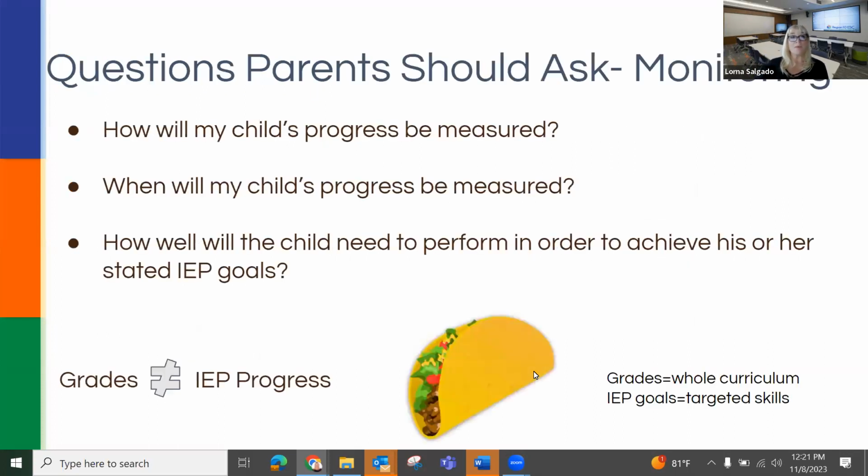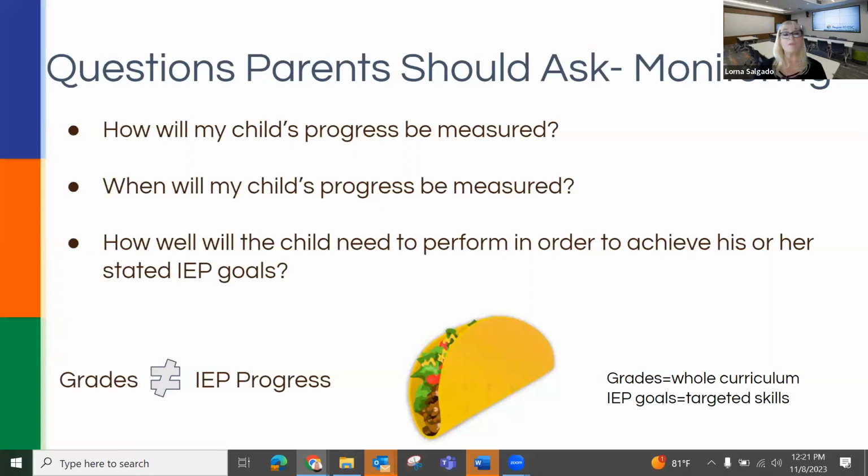Questions parents should ask about monitoring. How is my child's progress measured? When is it measured? And how well will the child need to perform in order to achieve that IEP goal? So kind of some of the things that I say about that is, how are we going to measure it? We know we're going to get it at least as often as report cards, but do we know the criteria? Is it that they need to, if they're learning vowel sounds, do they need to know all those short vowel sounds at 90%? Some things might be 100%.